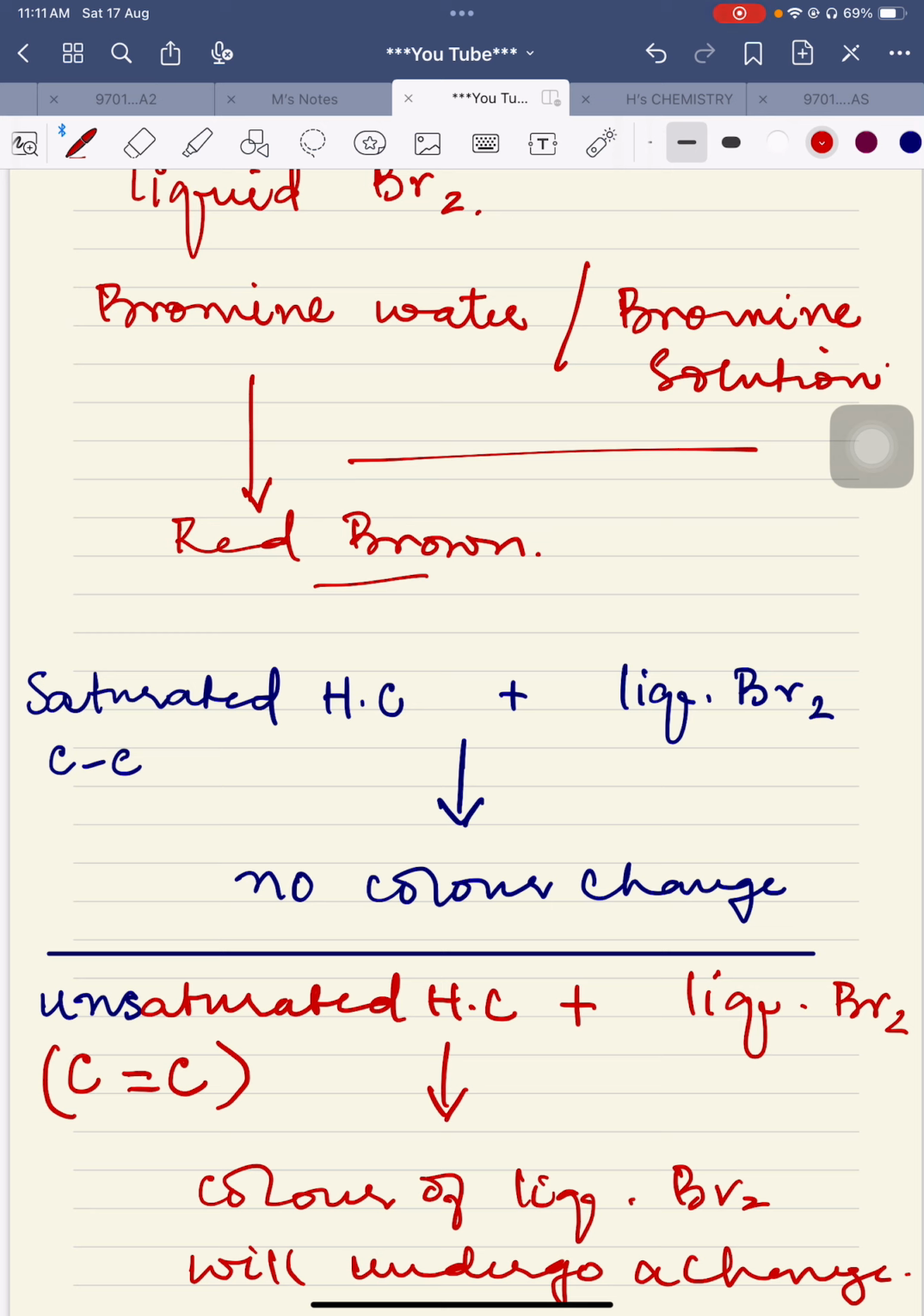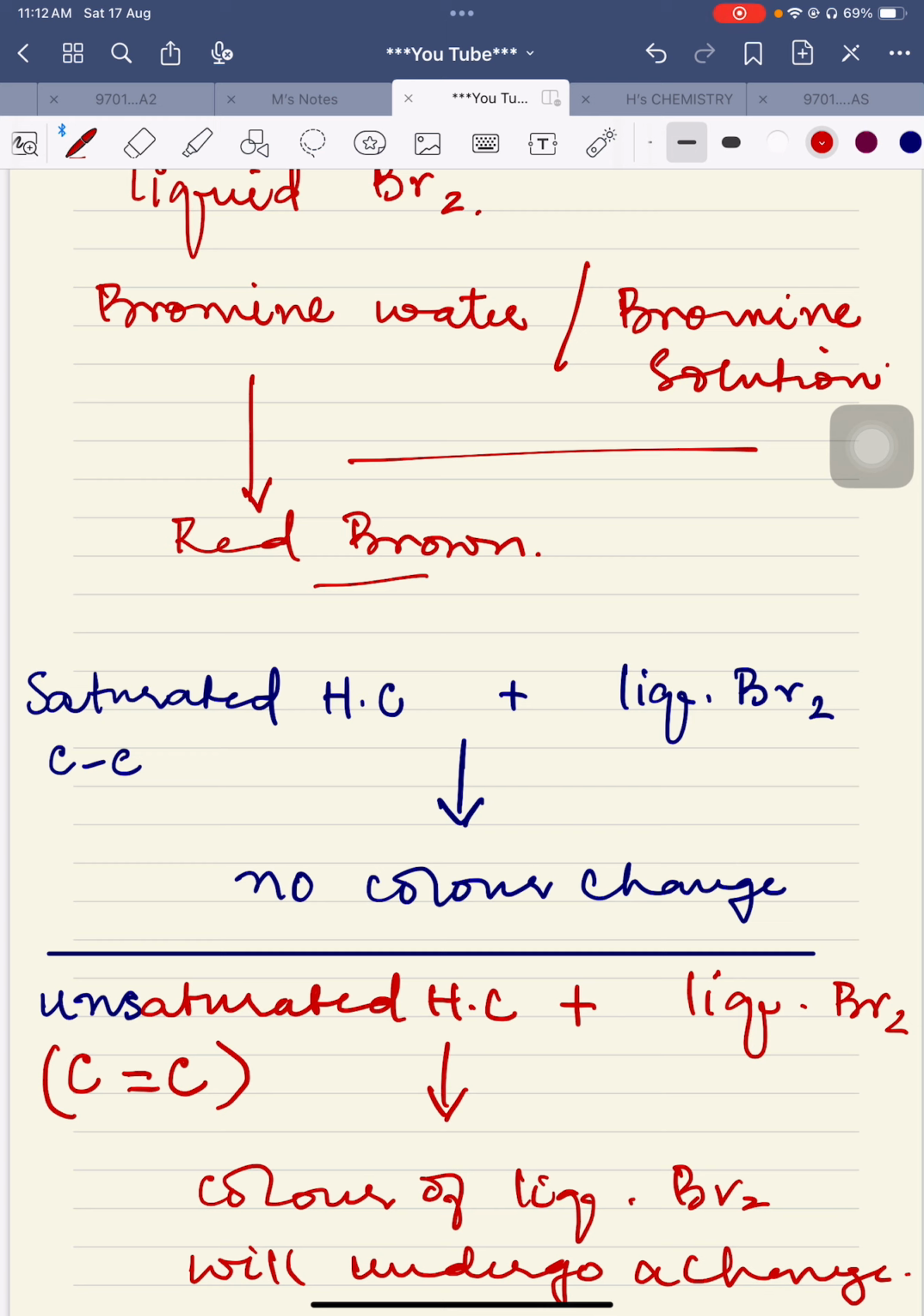Okay, if the color is not changing, if the intensity of the color remains same, it means that it is a saturated hydrocarbon. And if the compound is unsaturated, definitely there will be a color change. Okay, up to which level there is a color change? Do we need to tell the exact color change? No, there is no need to tell the exact color change. You may tell this thing only, that unsaturated hydrocarbon decolorizes the liquid Br2.